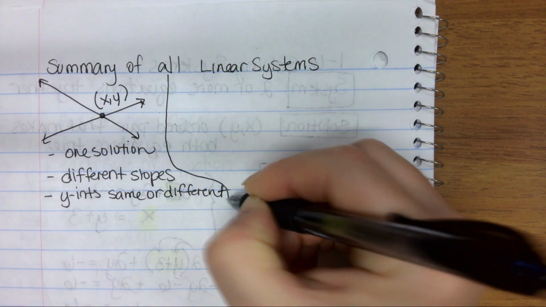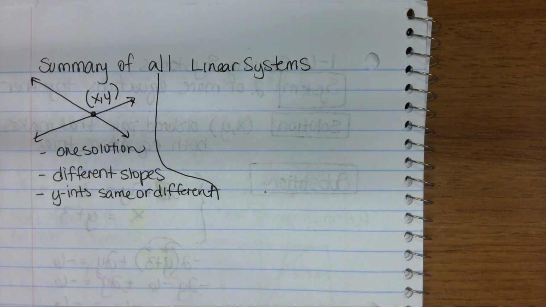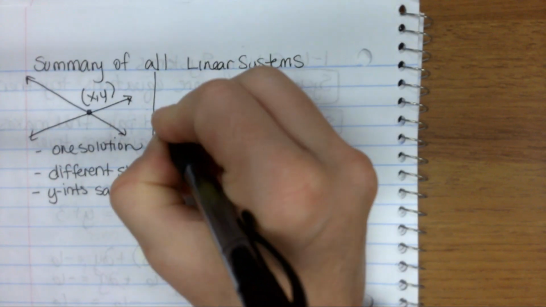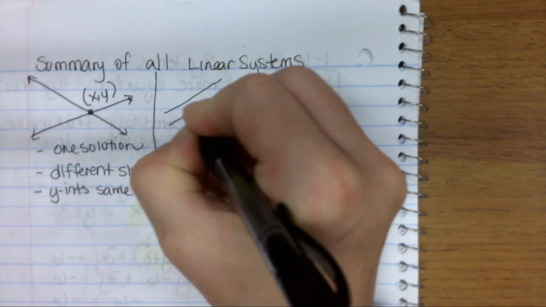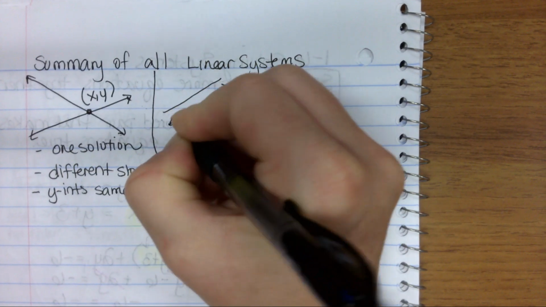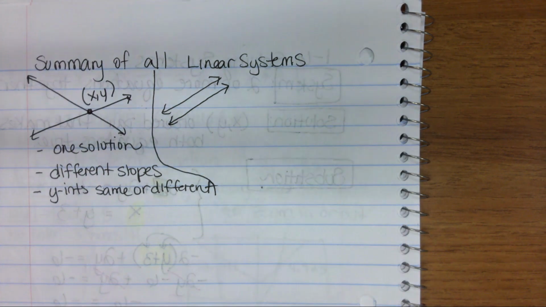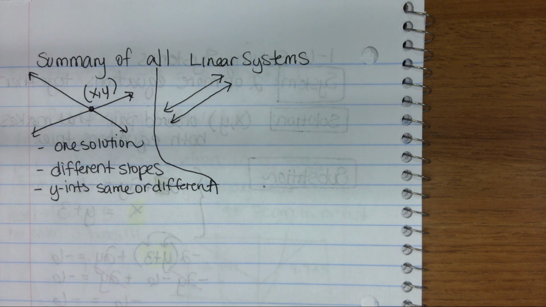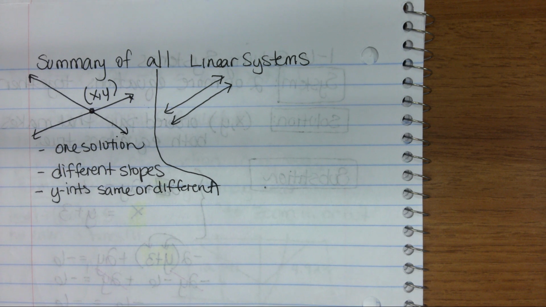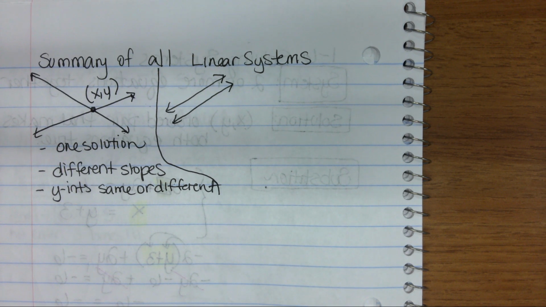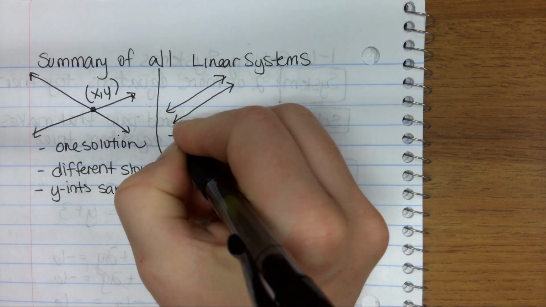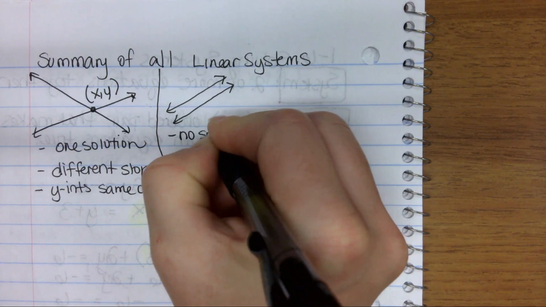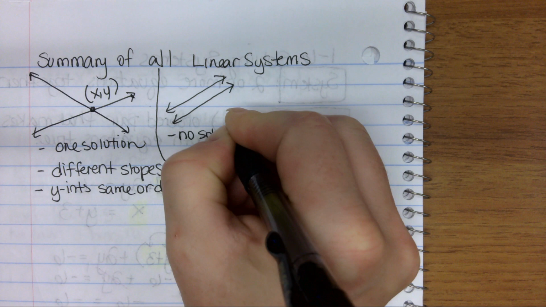Okay. Next thing we run across. We call this a parallel system, right? Parallel lines. How many solutions does something like this have? This has no solution. That's the one we came across in our opener today, okay?